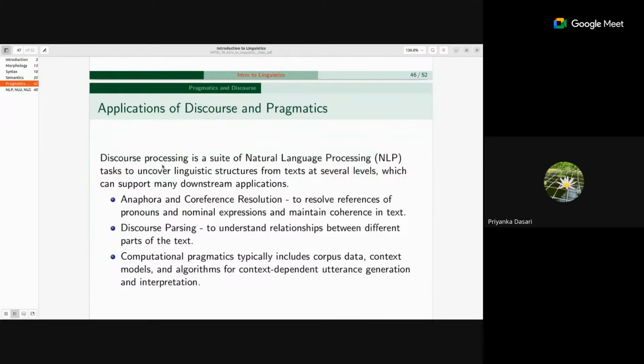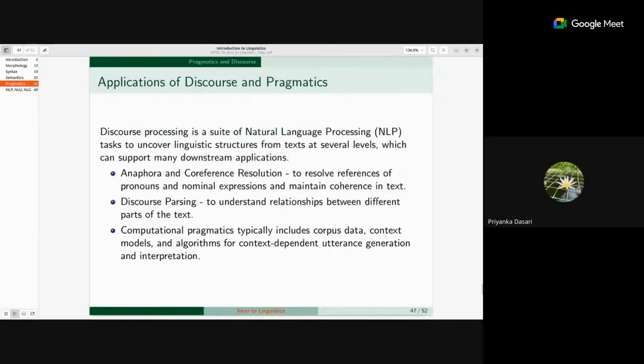Here, discourse is a part of natural language processing. It has anaphora and co-reference resolution concepts. Discourse parsing is one of a lot of concepts that deal with discourse. I have covered this because in the further sessions, they are not completely explained.